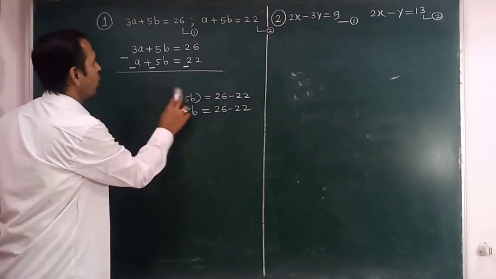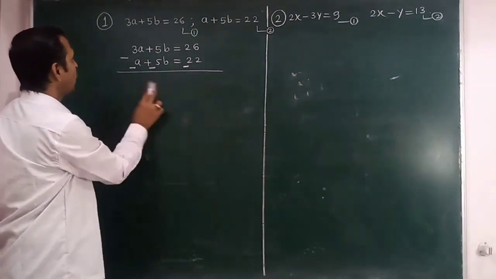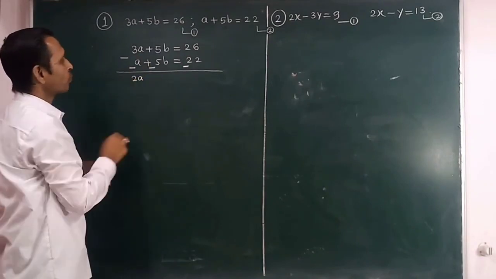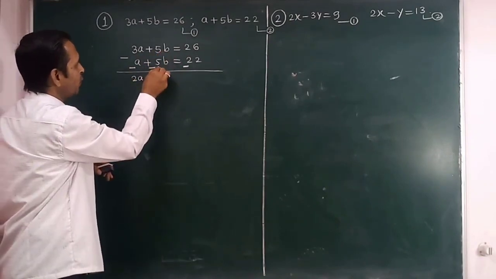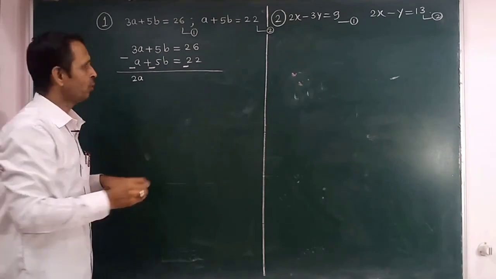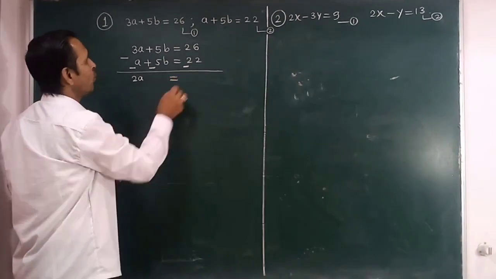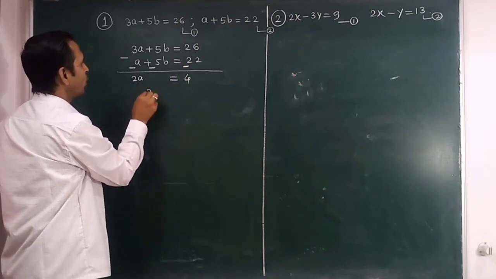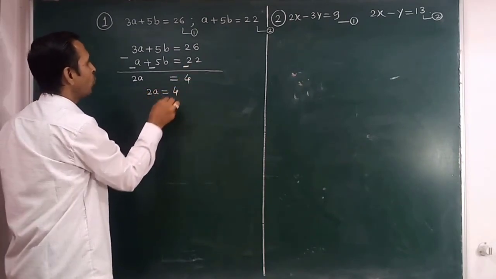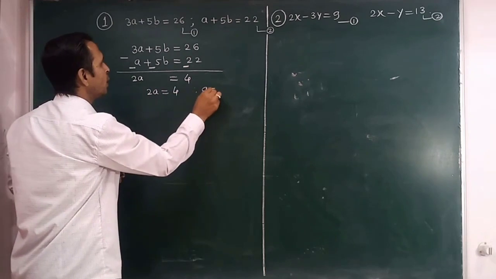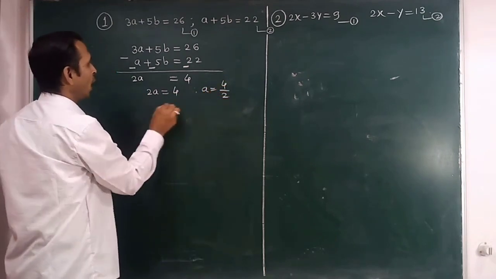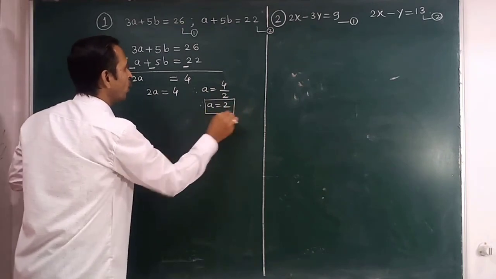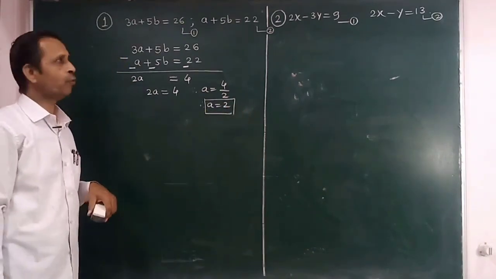Now subtracting, we get 3a minus a, that is 2a, 5b minus 5b, that is 0, is equal to 26 minus 22, that is 4. The equation is 2a = 4, and that's why a = 4/2, and hence a = 2. This is the value of one variable.